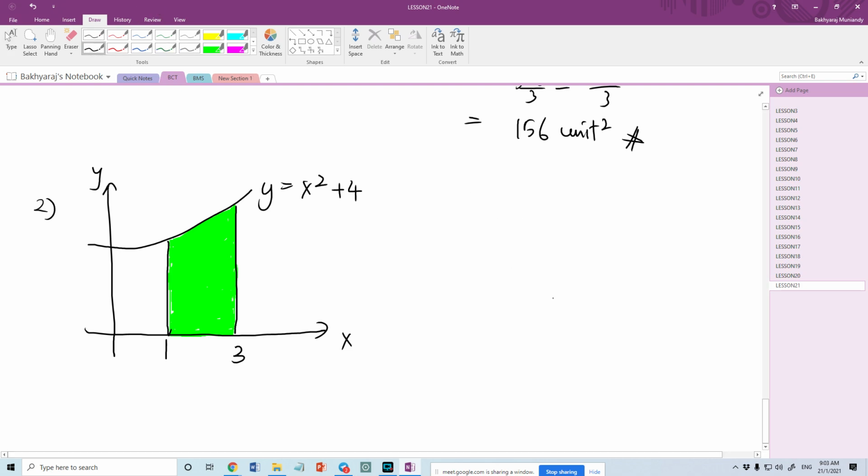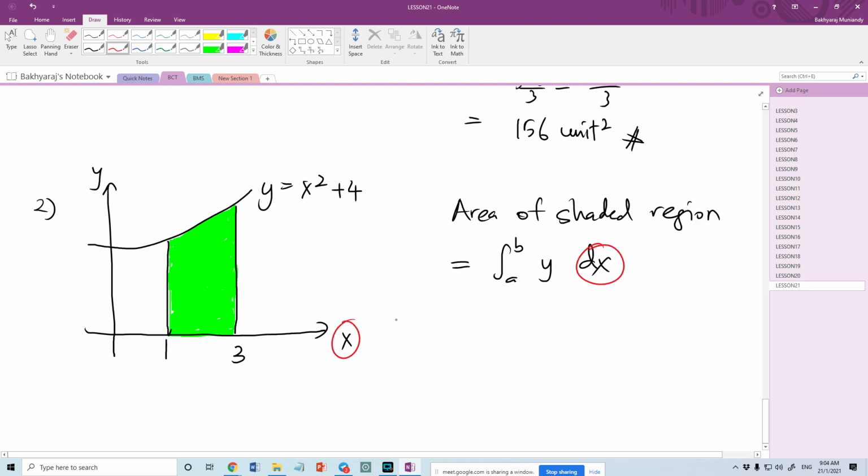So formula is area of shaded region will be equal, okay, the formula is integral from a to b of y dx. A and b are the limits. So this is the formula. Why do I get dx? Because I'm integrating with respect to the x-axis. So ini mesti ialah x-axis.